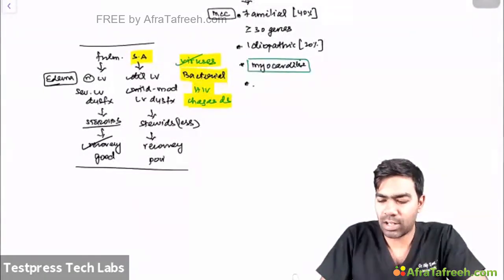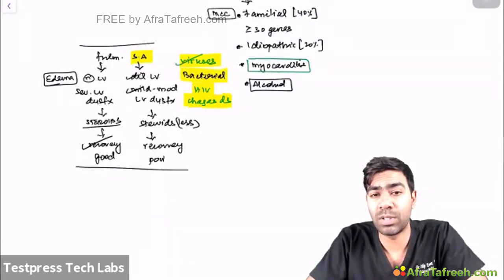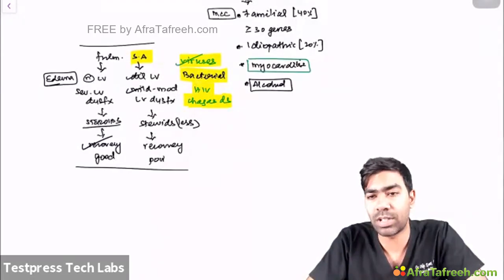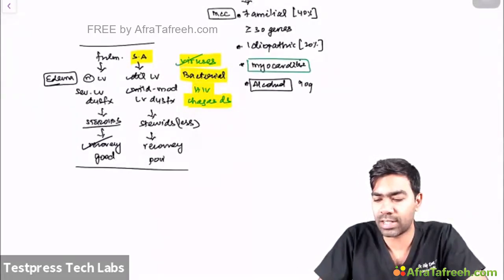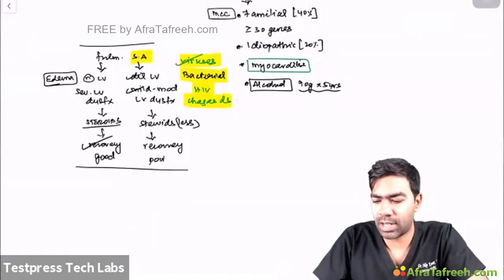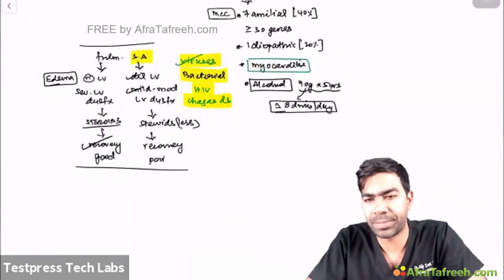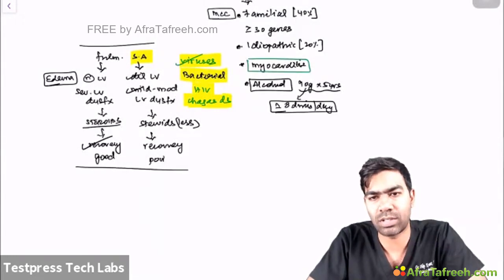Then alcohol, a lot of toxins like alcohol can cause myocarditis. For alcohol to produce it, how much alcohol needs to be taken? Typically you should take at least 90 grams for a period of 5 years. This is the minimum requirement. 90 grams of alcohol translates to approximately 8 drinks per day. Approximately 8 drinks per day for at least 5 years you need to take to develop alcohol-related cardiomyopathy. That is toxic cardiomyopathy.